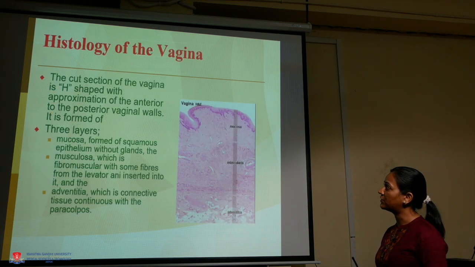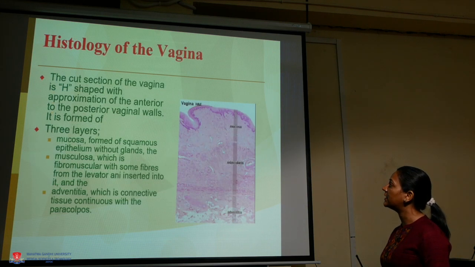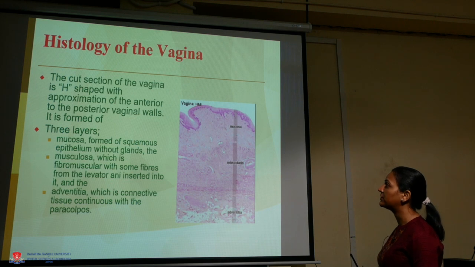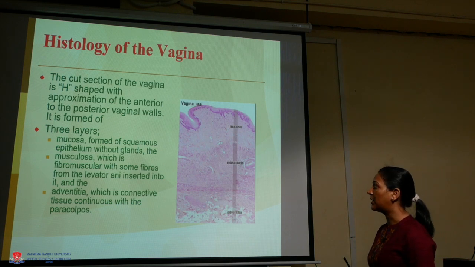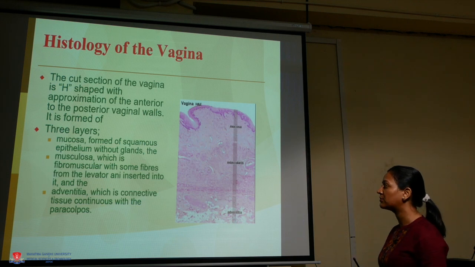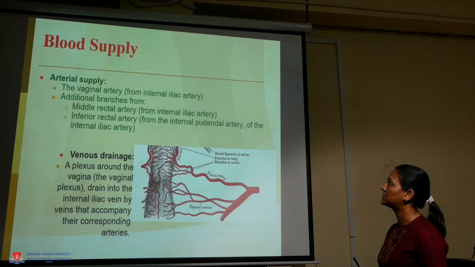Now comes the histology of the vagina. The cut section of the vagina is H-shaped with the approximation of the anterior to the posterior vaginal walls. It is formed by three layers: mucosa, musculosa and adventitia. Mucosa is formed of squamous epithelium without glands. Musculosa is fibromuscular with some fibers from the levator ani muscles, and the adventitia is connective tissue continuous with the paracolpos.